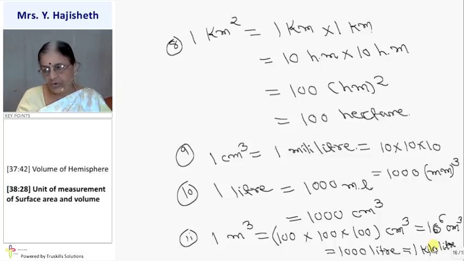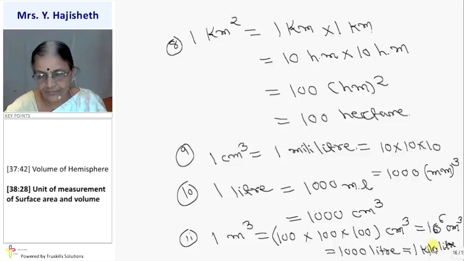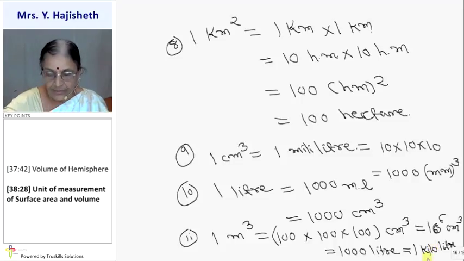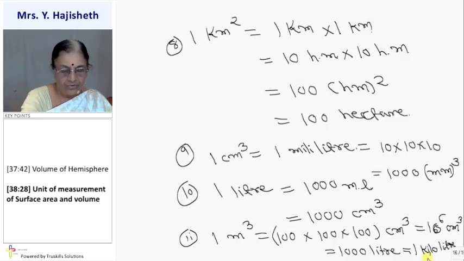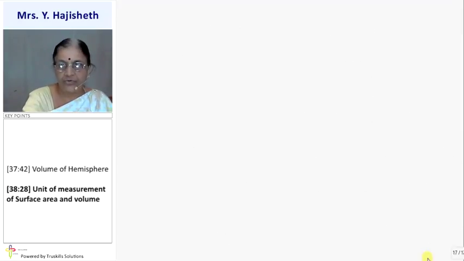So you have to remember all these formula by hook or crook. Otherwise, for you it's very difficult to solve the sum, to get the correct answer. Okay. So all this unit you should remember. Not only that, all the formula you have to learn by heart. Okay.